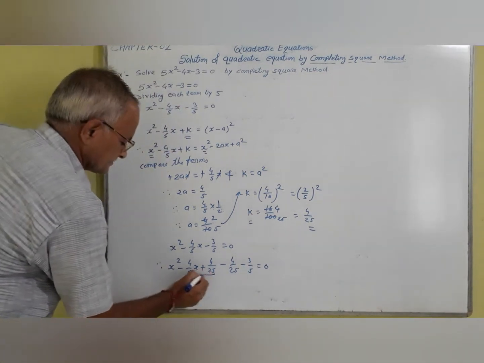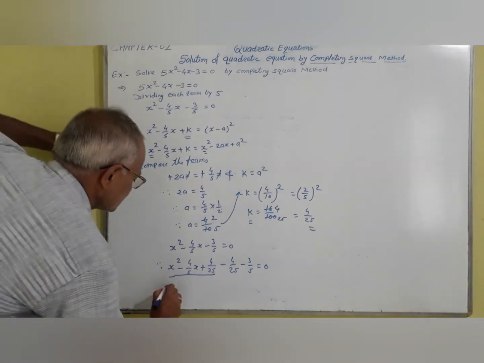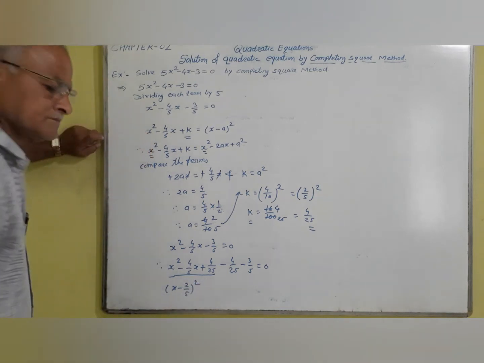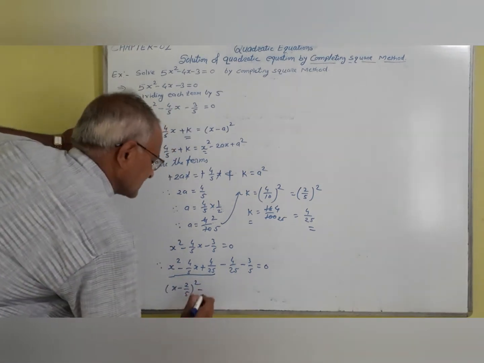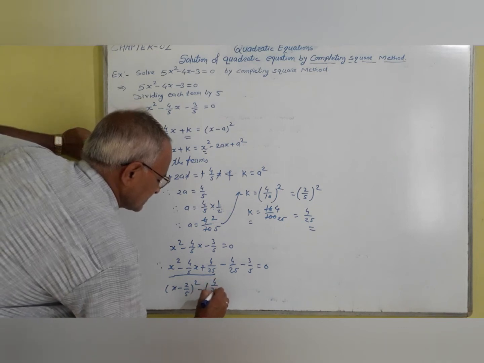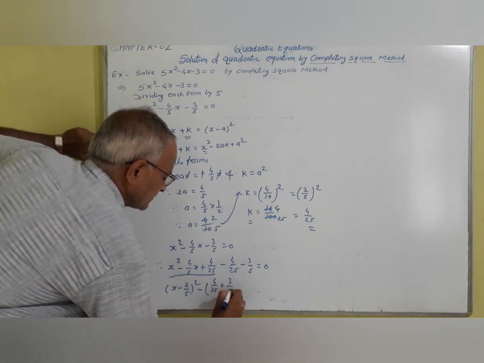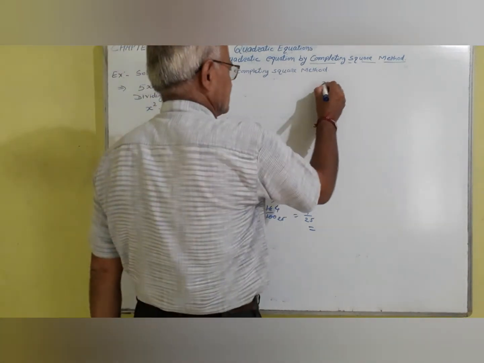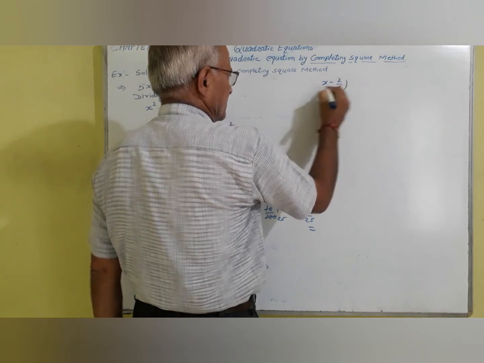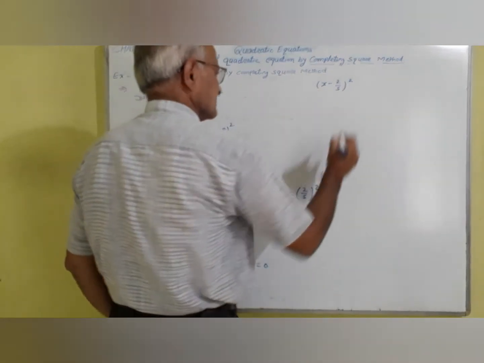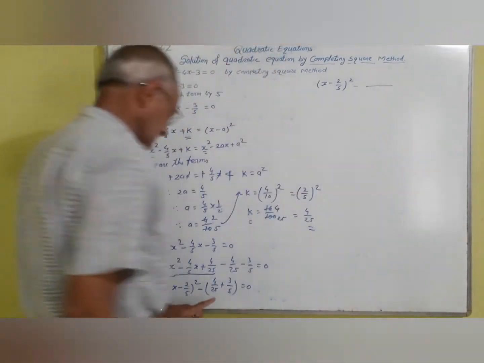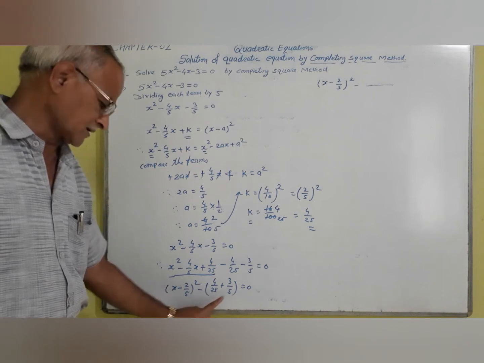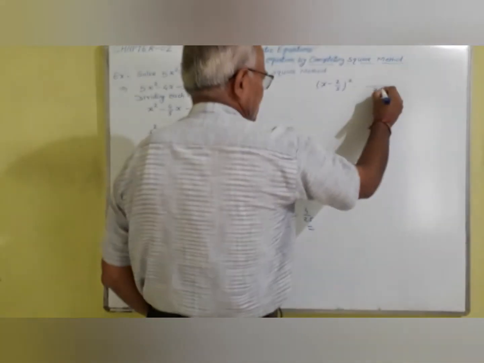Now, these three terms are the perfect square of (x - 2/5) whole square. From this group, minus sign is taken as common in bracket: 4/25 + 3/5 = 0. Now (x - 2/5) whole square minus, in the second, here the denominators are different. Multiplying the second denominator by 5, it becomes equal. And therefore, it becomes 25.